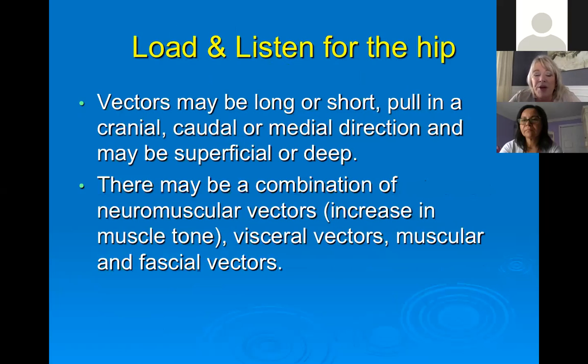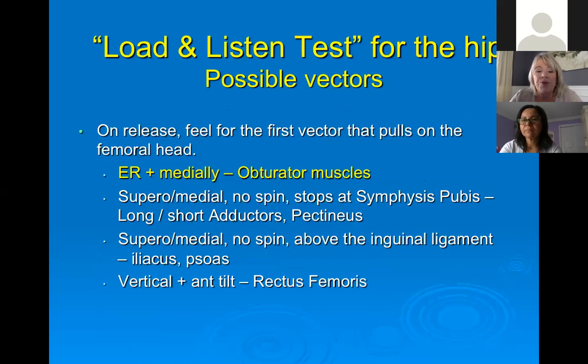There may be a combination of neuromuscular vectors, so an increase in muscle tone. There could be visceral vectors, could be muscle fascial vectors. So there's more to it than you think.